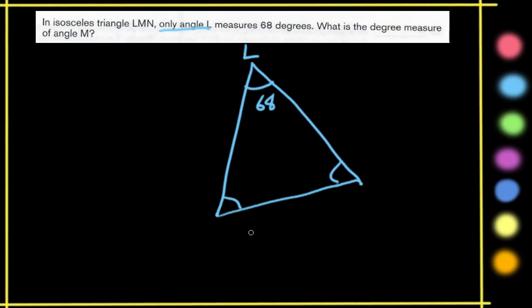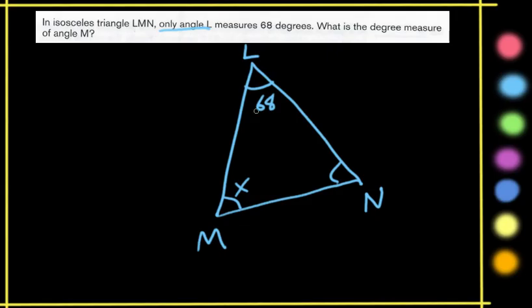M and N. What is the degree measure of angle M? Okay, so this is what they want to know. So there's two things we need for this. We need to know that in an isosceles triangle, two of the angles are the same.